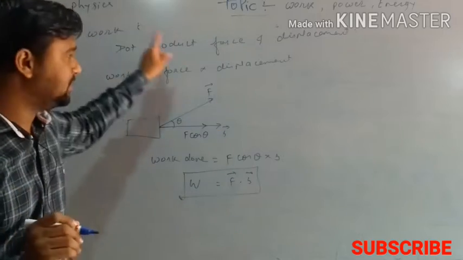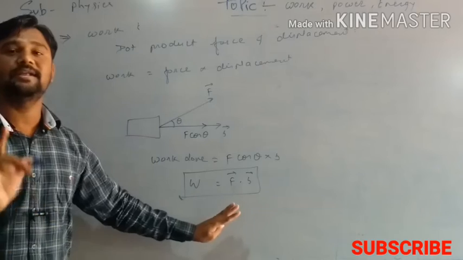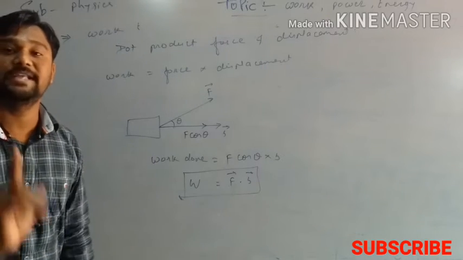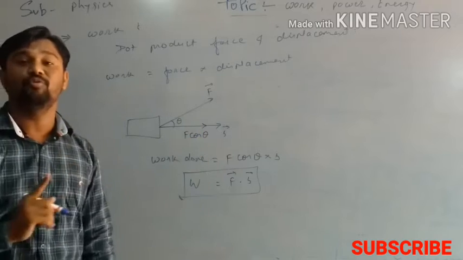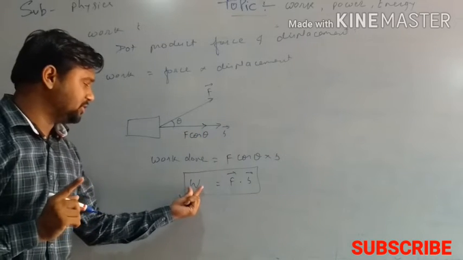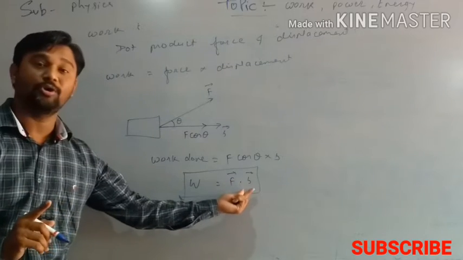Means from this description, I could say that the work done is a product of force and displacement, but there must be a displacement in the direction of force. That is the equation: work done is equal to F bar dot S bar.